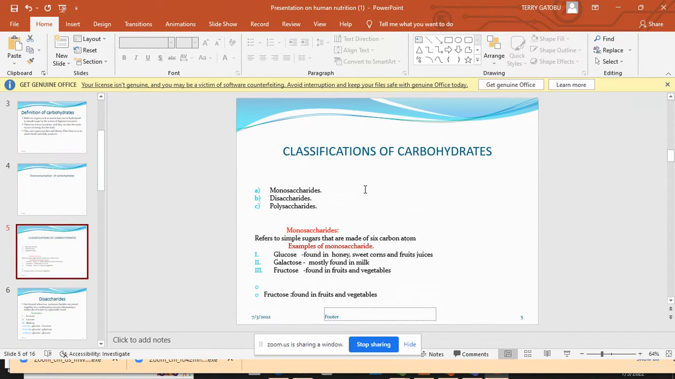So we have classification of carbohydrate. We have three classifications of carbohydrate, that is monosaccharides, disaccharides, and polysaccharides. Monosaccharides are referred to as simple sugars that are made up of 6 carbon atoms. Examples of monosaccharides, we have glucose.